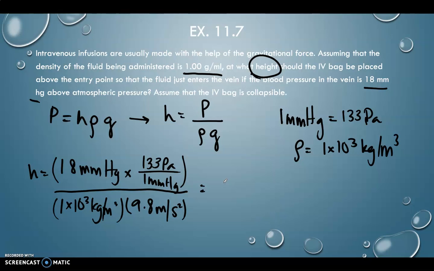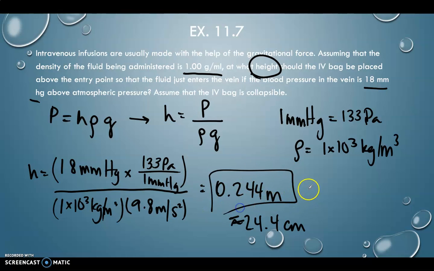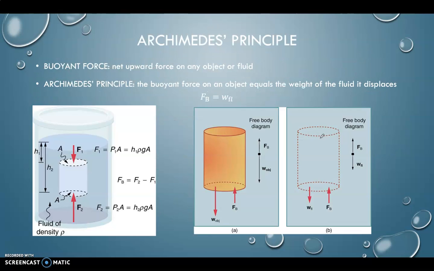So let's go ahead and put that into our calculator, and we'll get a height of 0.244 meters, or about 24.4 centimeters. I don't know why I put about. It's the same thing. So that is example 11.7.